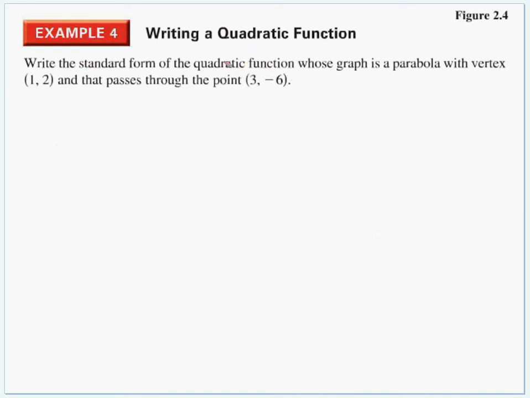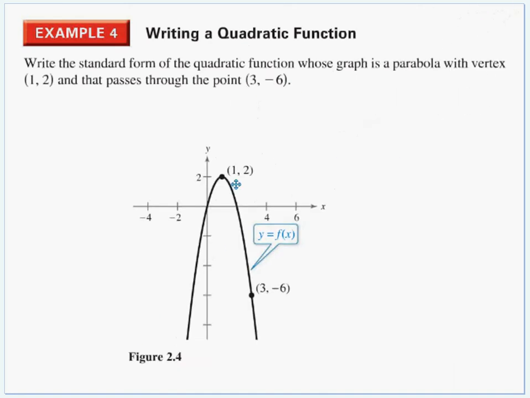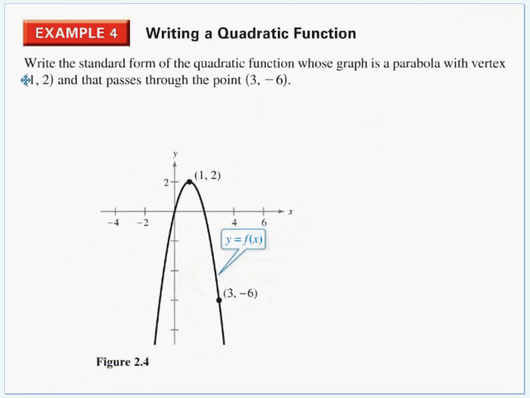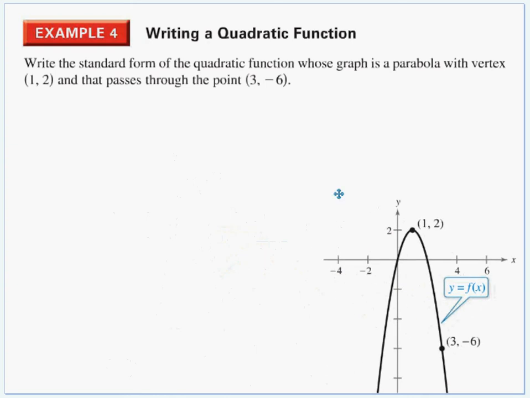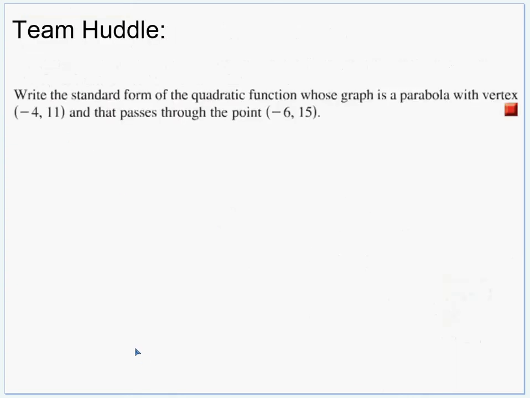Okay, let's see here. I'm rereading the directions. They did not ask us to graph it, but here's what that would look like. Our vertex is at 1, 2. Our parabola opens down, and it goes through that point 3, -6.